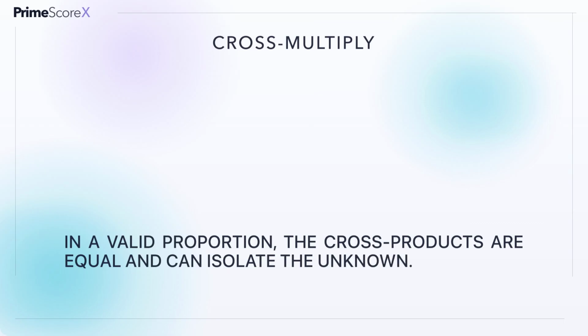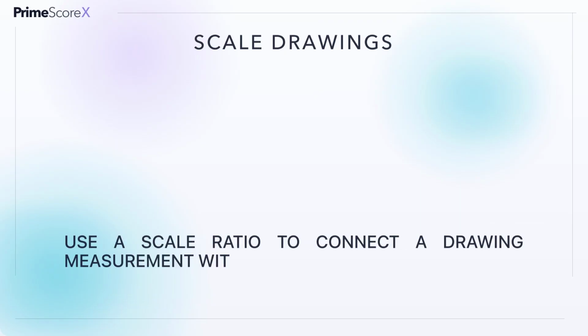For 5 over 15 equals 8 over X, multiply 5 times X and 15 times 8. This gives 5X equals 120, so X equals 24. Check the unit rate. $15 for 5 pounds is $3 per pound, and 8 pounds at $3 costs $24. The check confirms both the arithmetic and the setup.